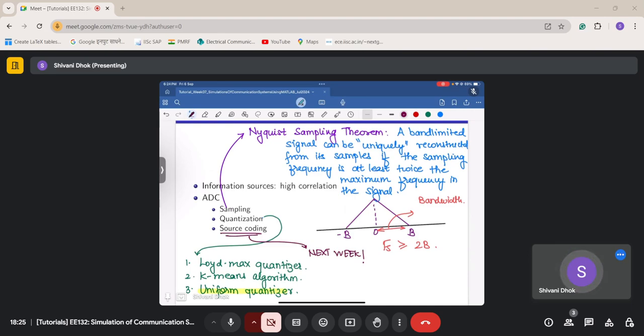So that's all about the recap. If you have any questions, then let me know. Otherwise, I'll move on to the solving part.